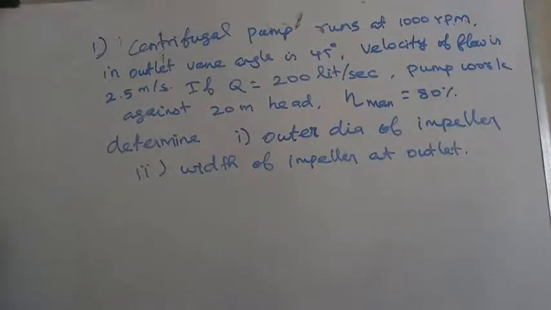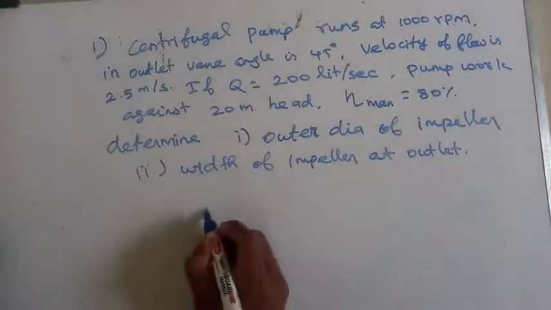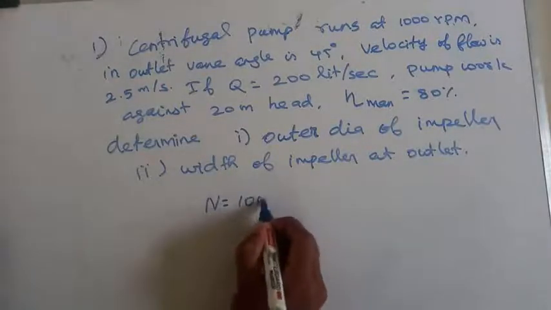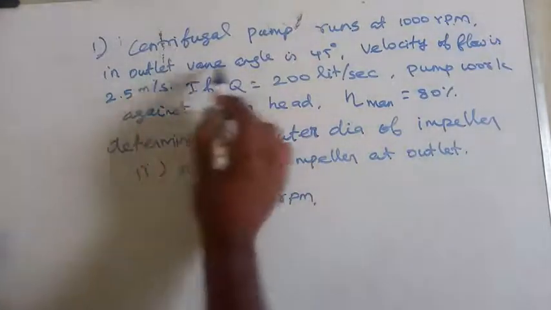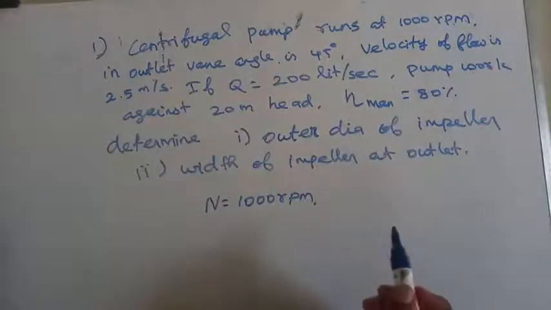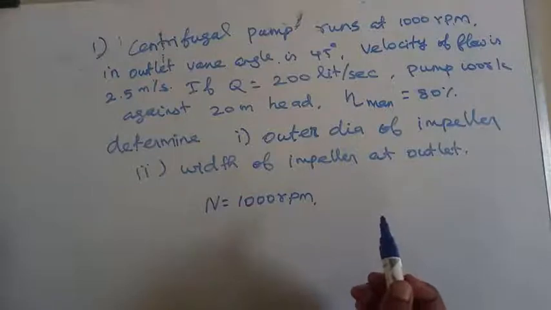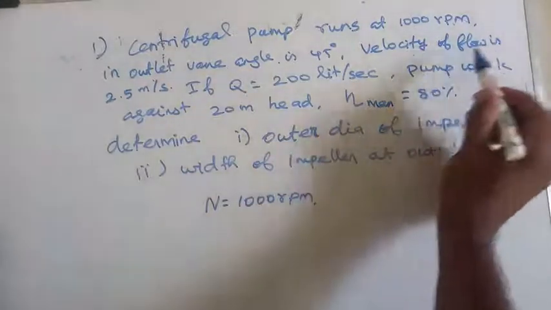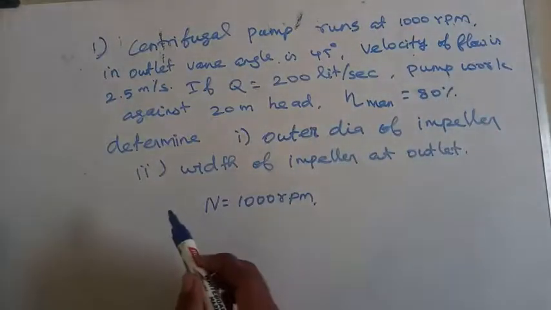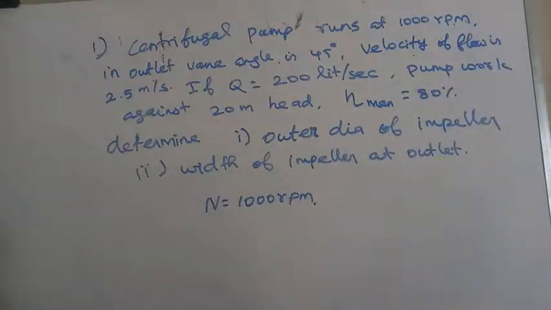A centrifugal pump runs at 1000 rpm, so the N value is given as 1000 rpm. The outlet vane angle is given. The outlet vane angle is nothing but the relative velocity's angle at outlet, which is 45 degree. Velocity of flow is given. Velocity of flow is nothing but Vf2, the vertical component of V2, given as 2.5 meter per second.